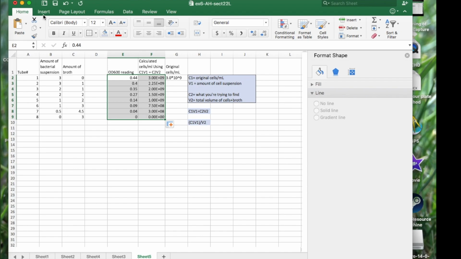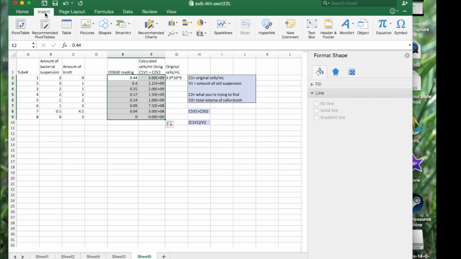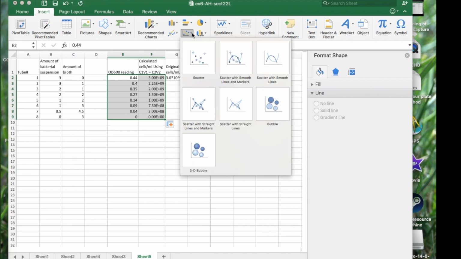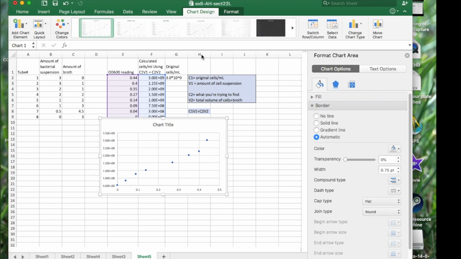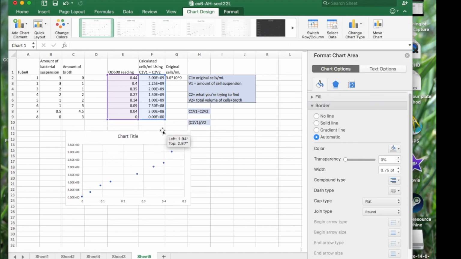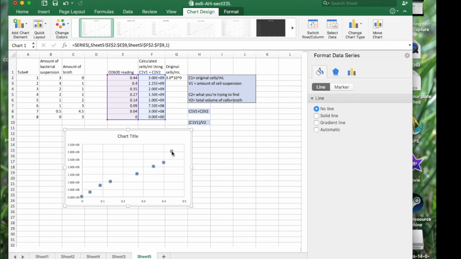We're going to create our standard curve by plotting our cell concentration against the ODs. And so we're going to select those two columns of data and insert a scatter chart. And then we'll add a trend line to that scatter chart.